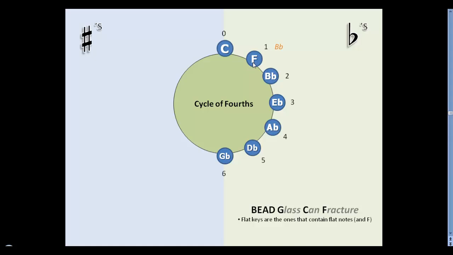Alright, what we're going to do, as we said, we start with the expression Bead, Glass, Can Fracture. Now F is the first one on the right side, on the flat side, so it contains one flat. It contains the first flat, B. B flat contains 2 flats, so it's going to be B, E. B flat, E flat. E flat contains 3, B flat, E flat, A flat. Now let's take a look here.